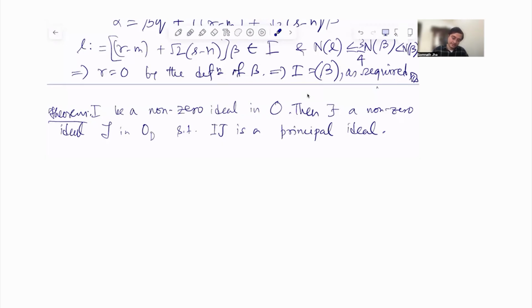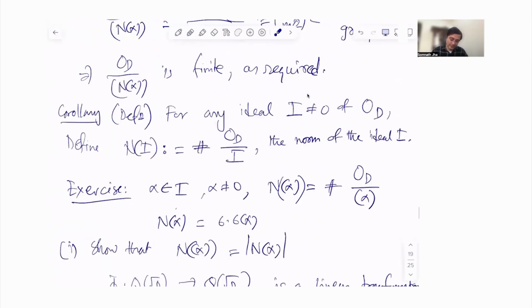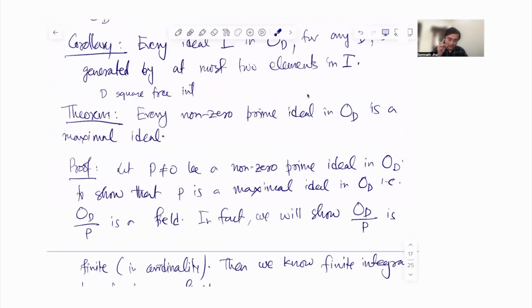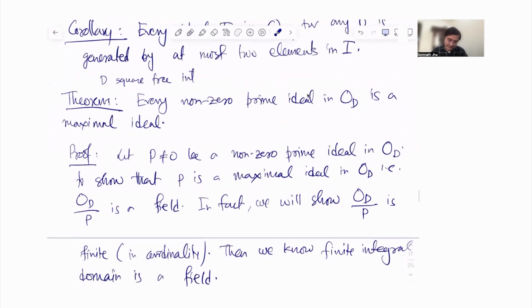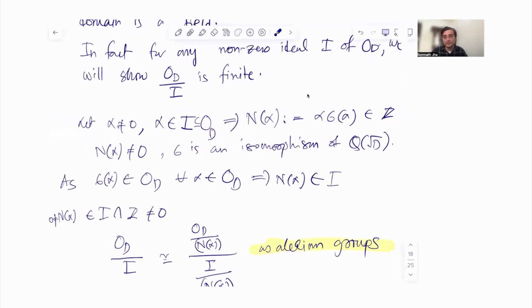Okay, so welcome back. Last time we discussed that if you have the ring of integers O_D of the quadratic field Q(√D), then every non-zero prime ideal is maximal. The way we proved it is that you take any non-zero ideal I, then O_D mod I is a finite abelian group. So in particular, if P is a prime ideal, it's an integral domain, then O_D mod P is a finite integral domain, so it's a field. So it's a maximal ideal.